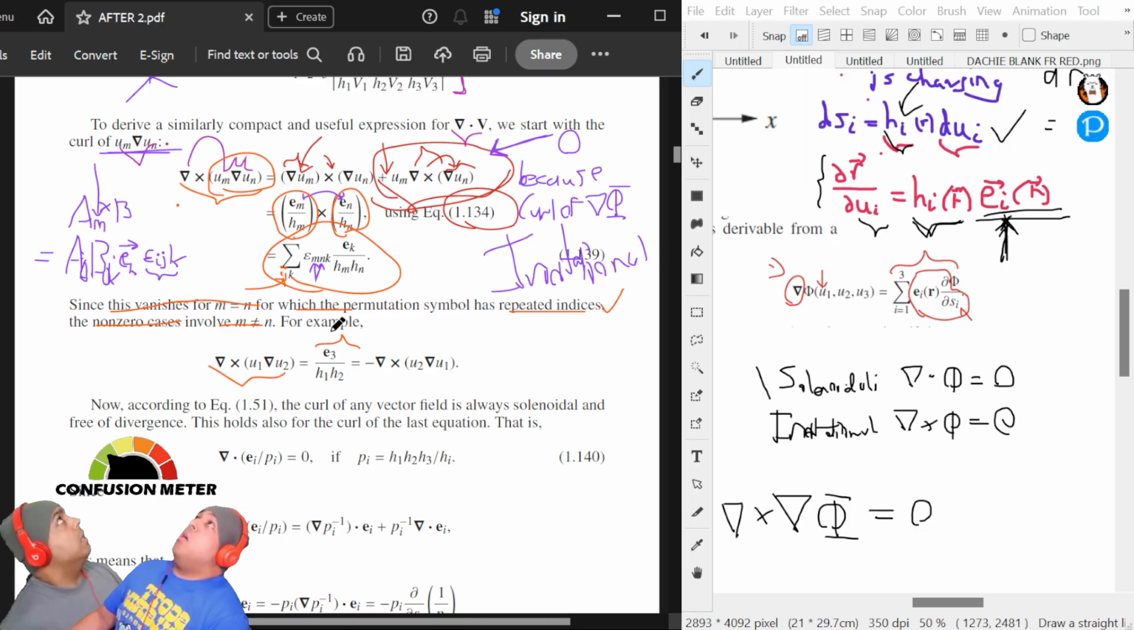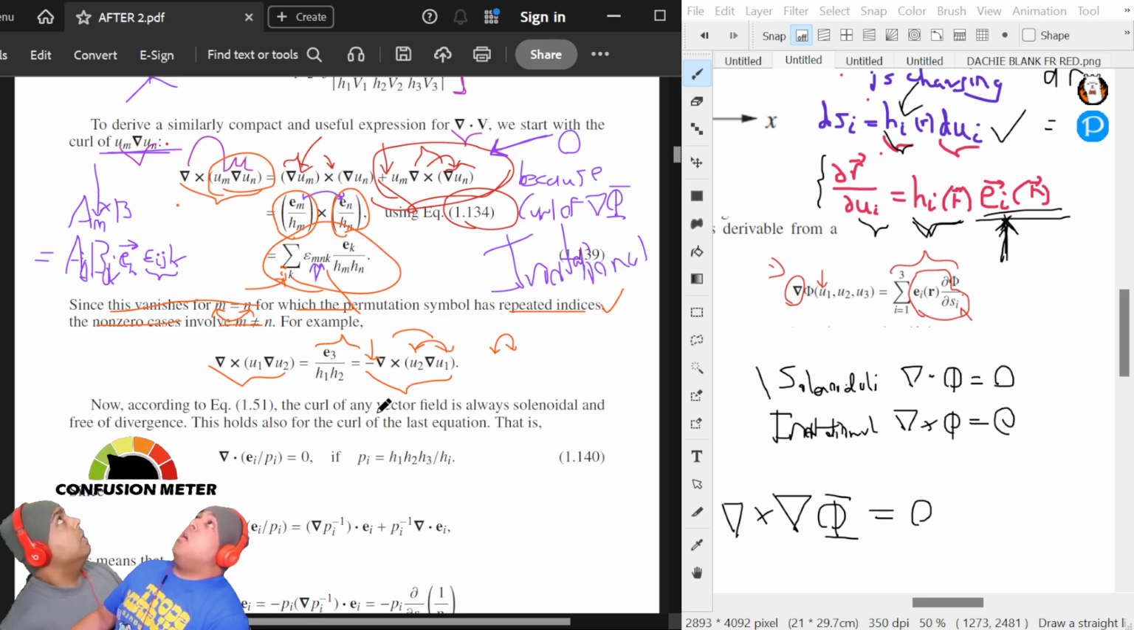For example, this equals this, and then they just have the negative, like we switch around stuff. U2, U1. Yeah, if you switch these around, you get a negative, even though you're not actually switching around across the cross, but you are switching M for N. That's like one switch. Every one switch, you turn the expression negative. That's how Levi-Civitas work.